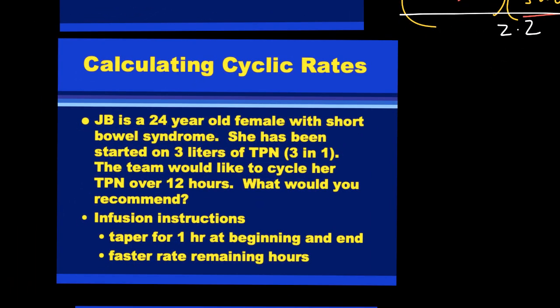Now we're going to calculate cyclic rates. So JB, a different patient, is a 24-year-old female with short bowel syndrome. She's been started on 3 liters of TPN, a 3-in-1 solution. The team wants to start her on cyclic TPN over 12 hours. What would you recommend? For cyclic rates, you're going to taper for 1 hour at the beginning and the end, and you're going to give a faster rate the remaining hours.